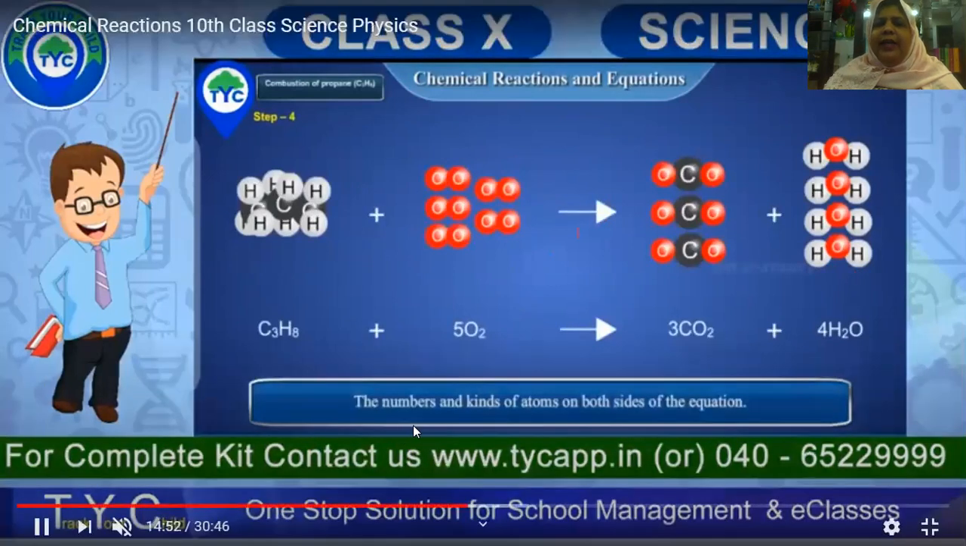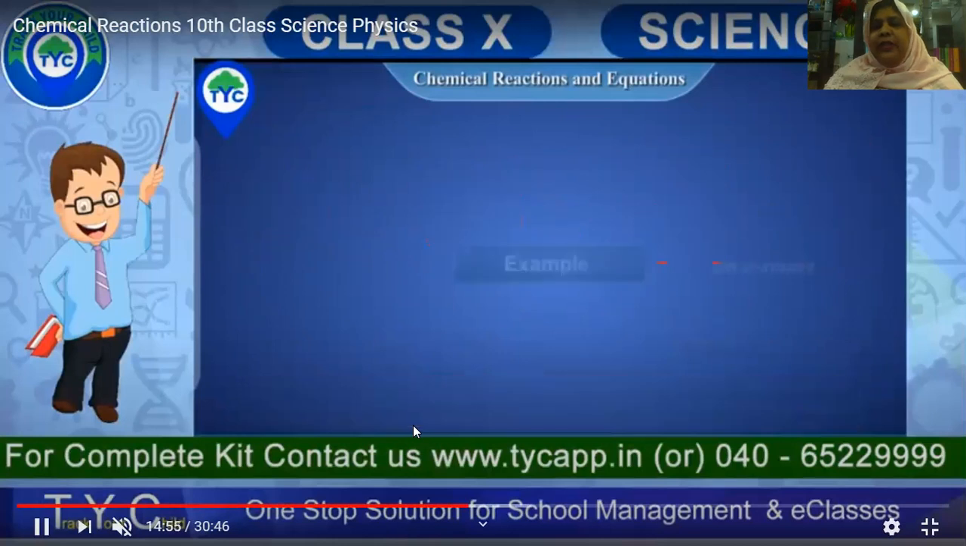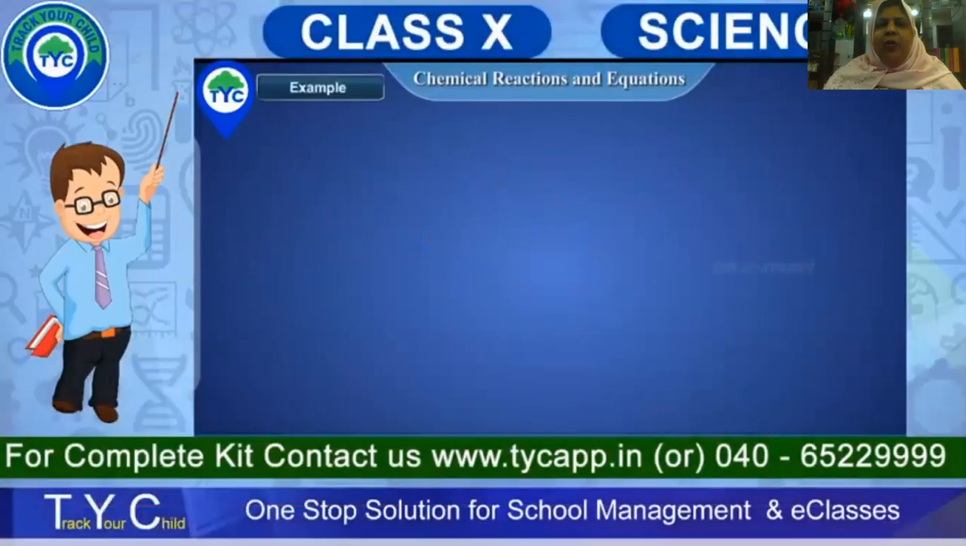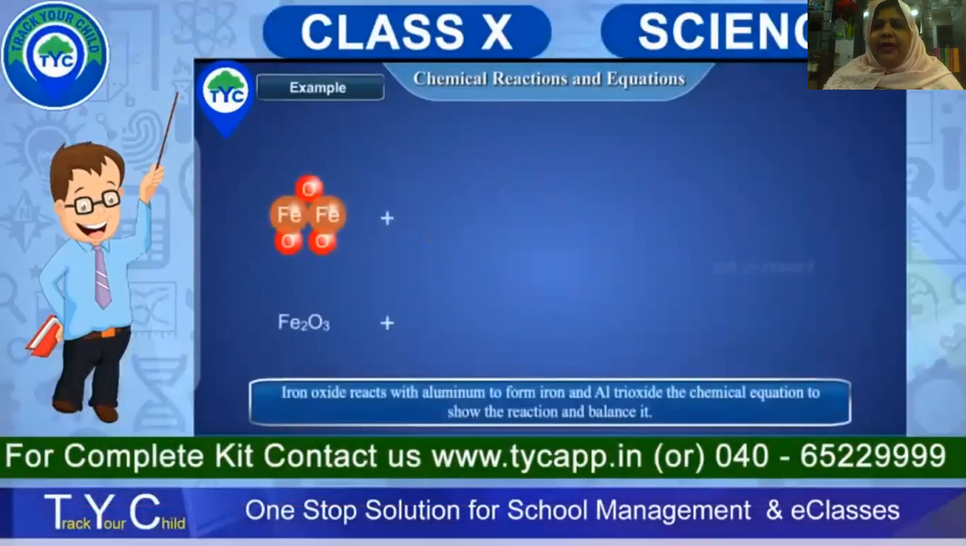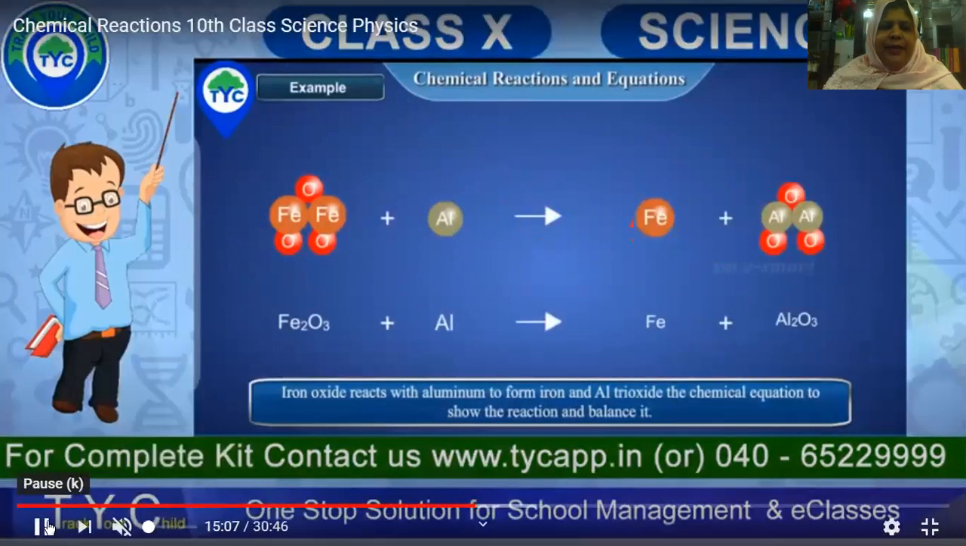So the number and the kinds of atoms on both sides of this equation are one and the same. Now another example we'll take, where we are taking ferric oxide plus aluminium. When this iron combines with aluminium, 2 molecules of iron plus 3 molecules of oxygen are combining with 1 molecule of aluminium to give 1 molecule of iron and 2 molecules of aluminium and 3 molecules of oxygen.